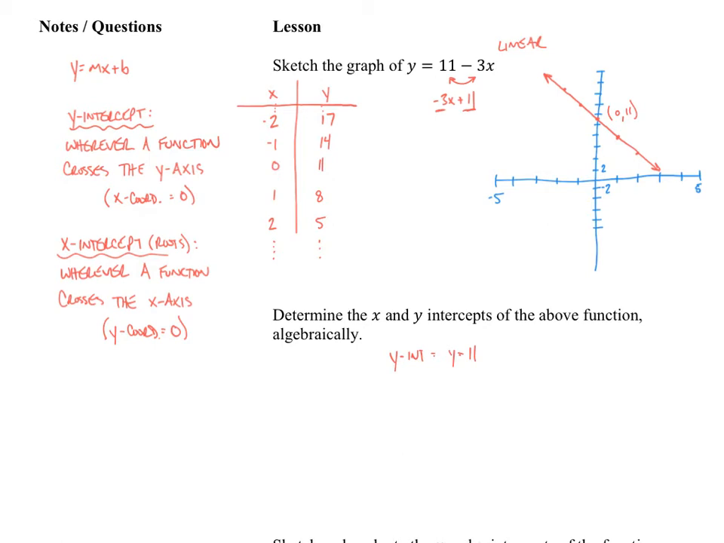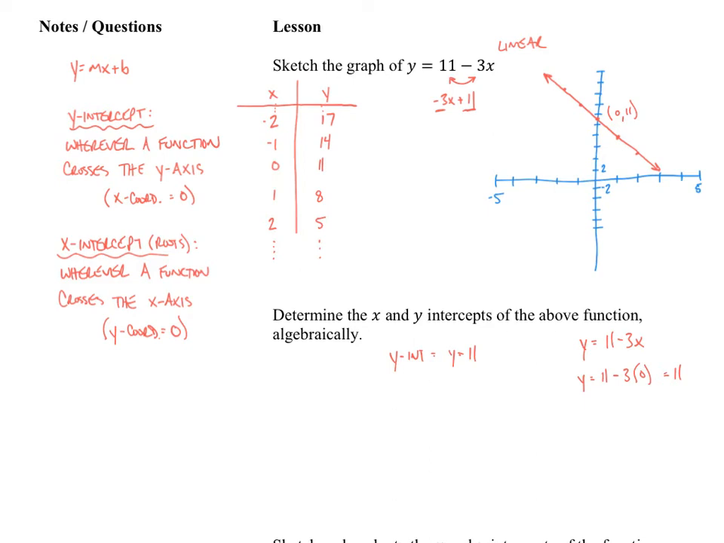So if I start to figure this out algebraically, and I have my function y equals 11 minus 3x, and I want to figure out what is the value of y when x is 0, I'm just going to replace x with 0. So y equals 11 minus 3, let's make x 0. And in this case, of course, we get 11.